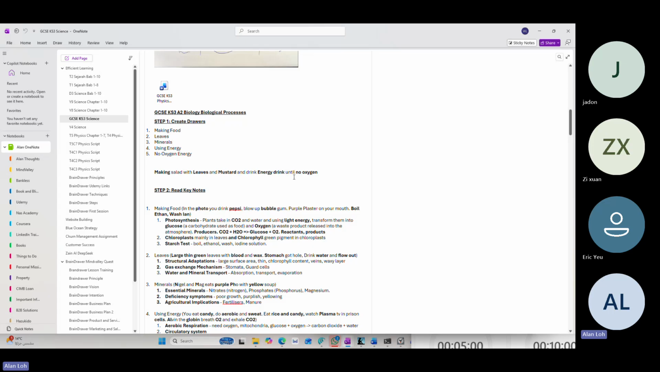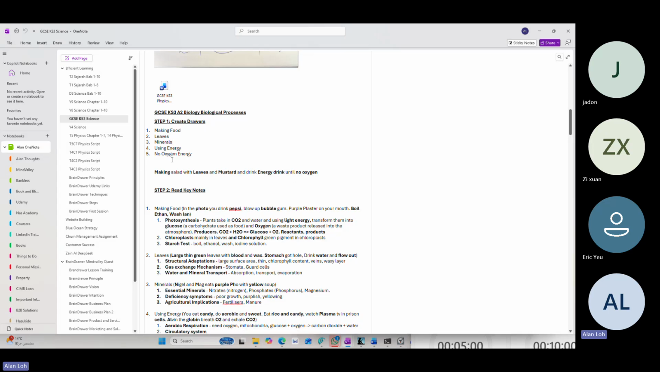At the same time, you are drinking energy drink. You know, the energy drinks in the supermarket, like Red Bull and those types of drinks, and you drink it until there is no oxygen for whatever reason. Okay, there's no oxygen, so you cannot breathe. You are making salad with the leaf and mustard, and then drinking energy drink, Red Bull, until no oxygen.